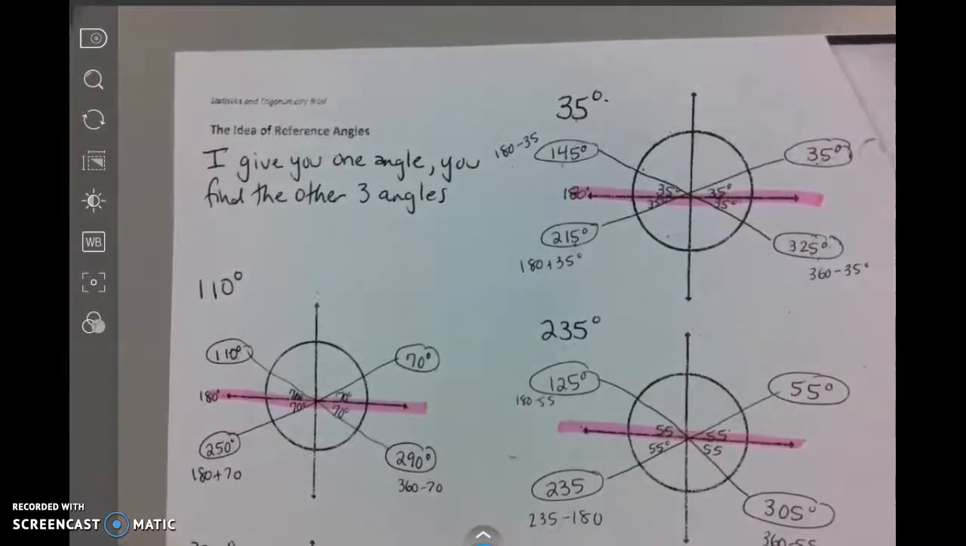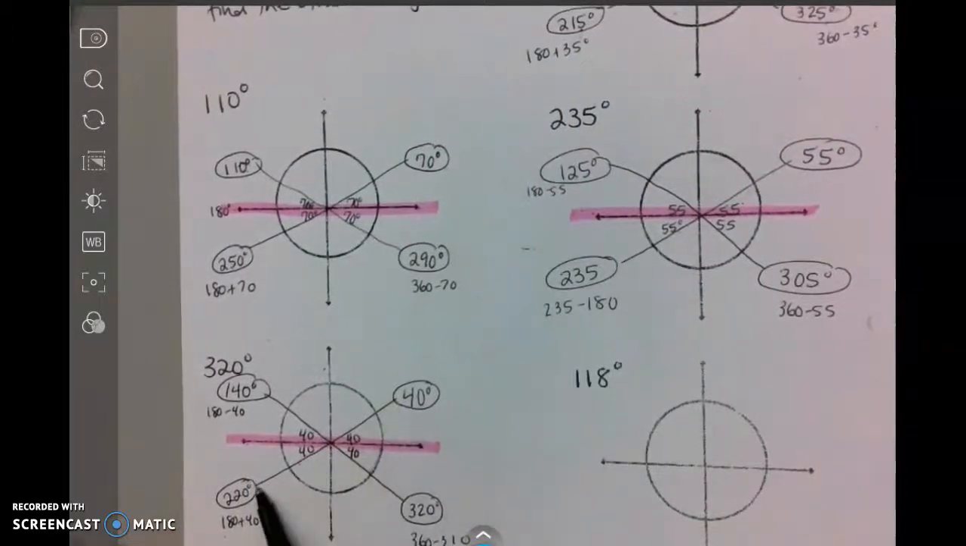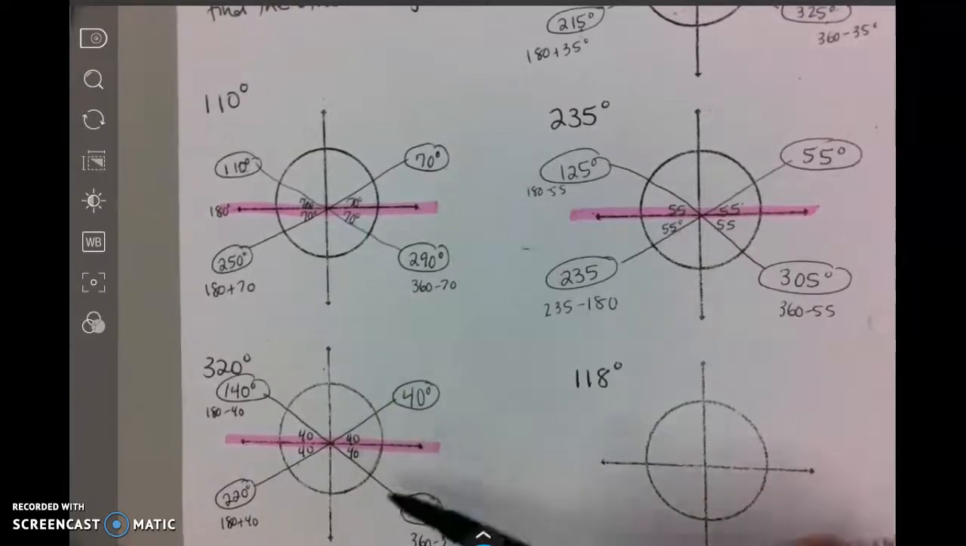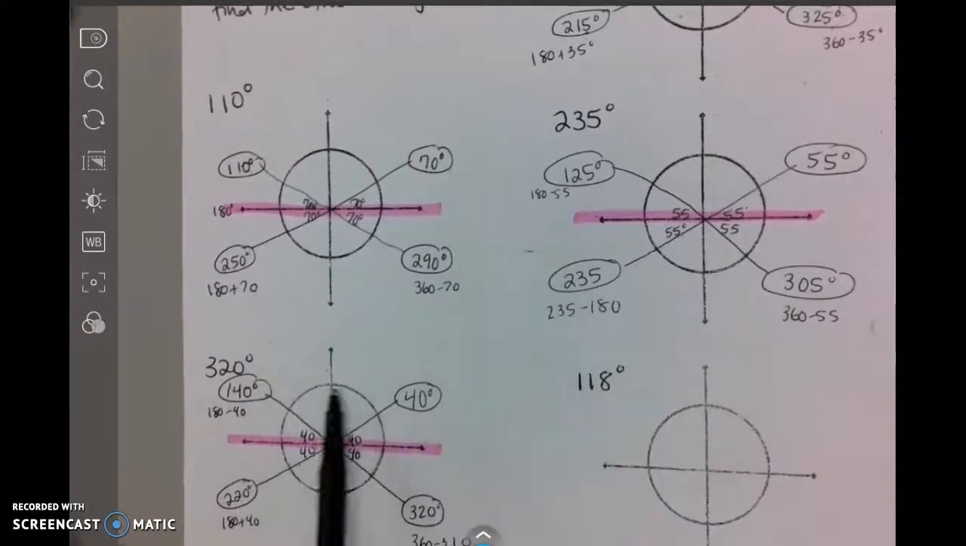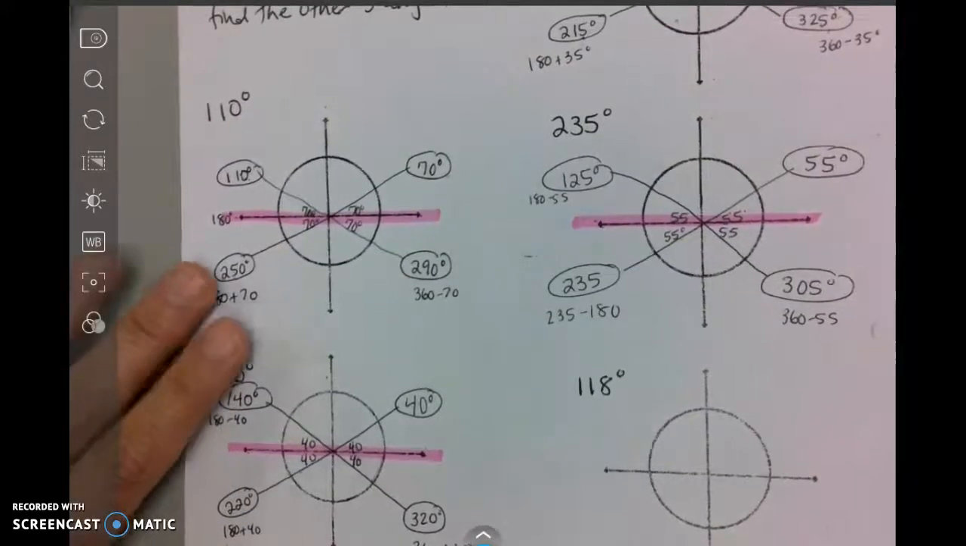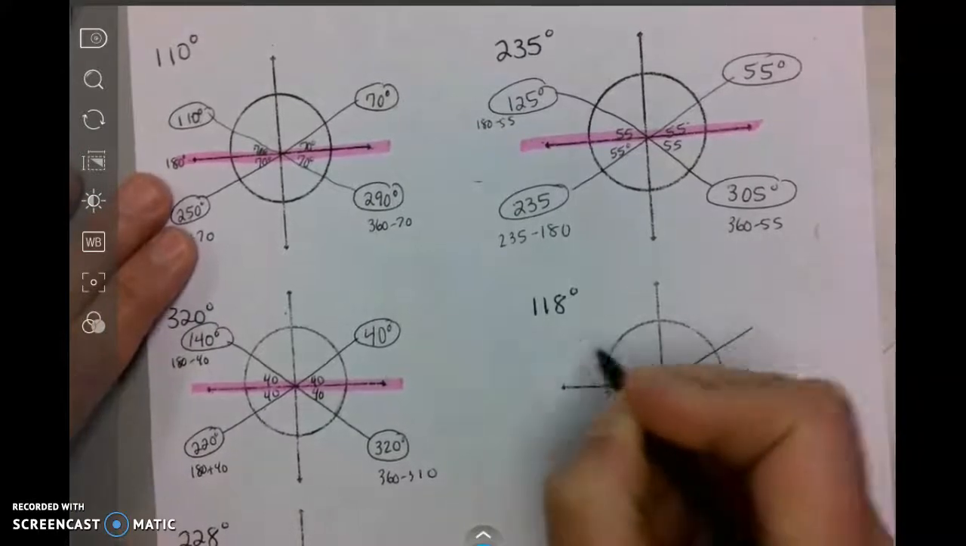Let's look at this one randomly, right here. Add 180, you get to 220, subtract 180, you get to 40. These add to 360, add to 360, add to 180. That's my patterns. So, as we fill in the next three, let's think about those patterns, and it might make it a little easier for us.